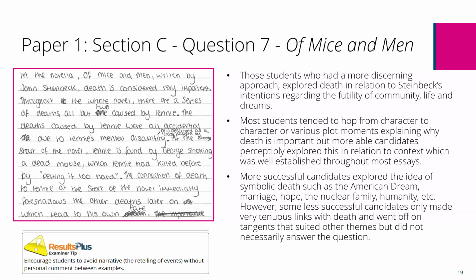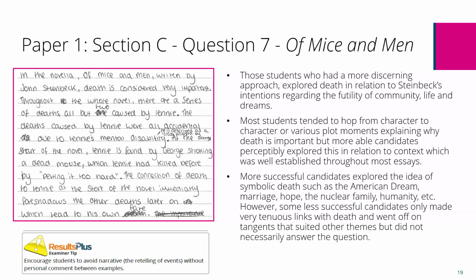Those students who had a more discerning approach explored death in relation to Steinbeck's intentions regarding the futility of community, life, and dreams. Most students tended to hop from character to character, or various plot moments, explaining why death is important, but more able candidates perceptibly explored this in relation to context, which was well established throughout most essays. More successful candidates explored the idea of symbolic death, such as the American dream, marriage, hope, the nuclear family, so not literal death, but a more symbolic approach.